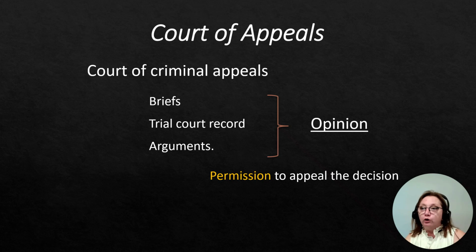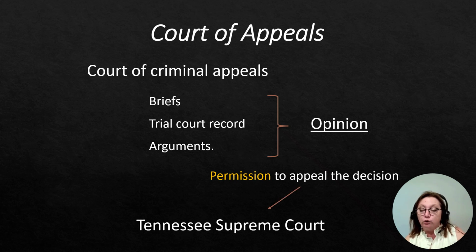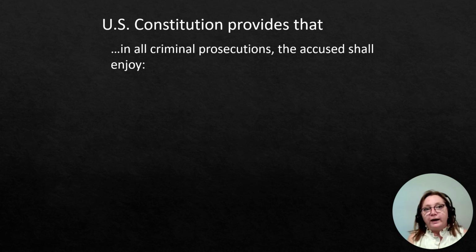So in order to appeal a decision of the Court of Appeals to the Supreme Court now of Tennessee, not the U.S. Supreme Court, to the Tennessee Supreme Court, the attorney has to ask permission to the. So finally, or actually firstly, I should probably start with this.